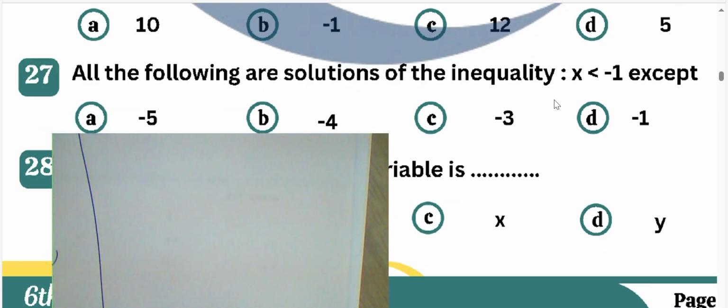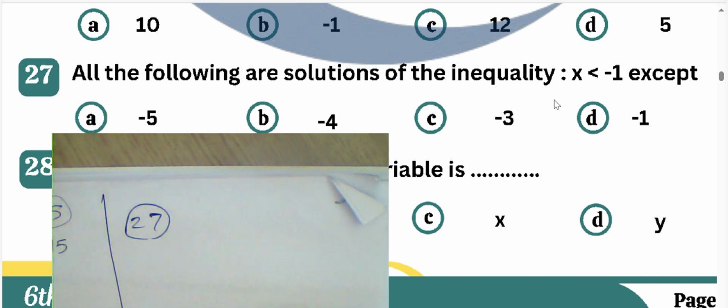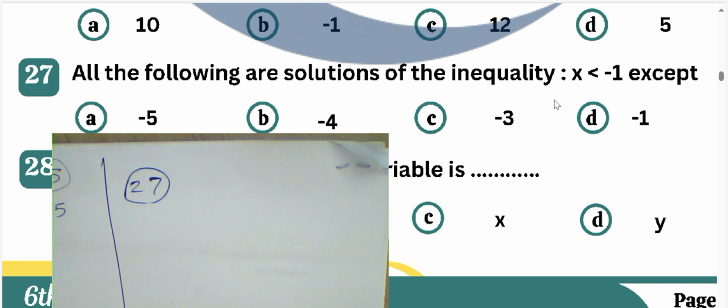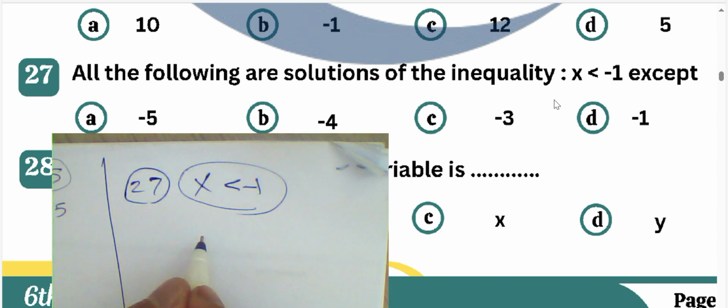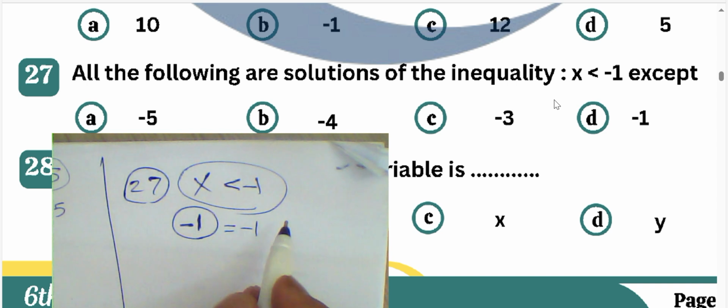Question 27. All the following are solutions of the inequality x less than negative 1, except what? He asked about solutions, but all the following are solutions except what? Except negative 1, because negative 1 equals negative 1, not less than, okay? Choose letter D.